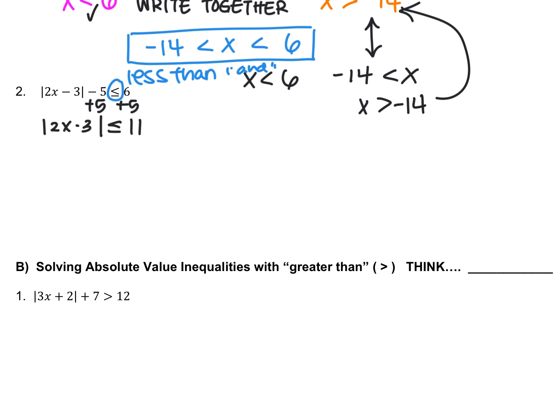And write the 11. Yep, so now I have my absolute value isolated. So I'm going to do one with a positive 11, one with a negative 11. So I have 2x minus 3 is less than or equal to 11. And then I have and 2x minus 3. I flip my sign, so now I'm going to have greater than or equal to, and I make it a negative 11. So we flip and make negative. So now we will solve. So we will add 3.